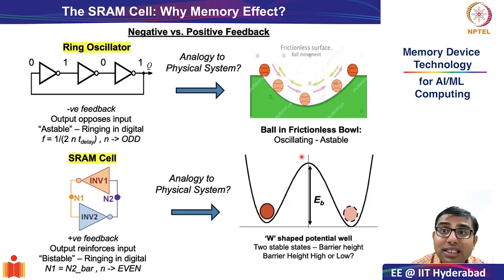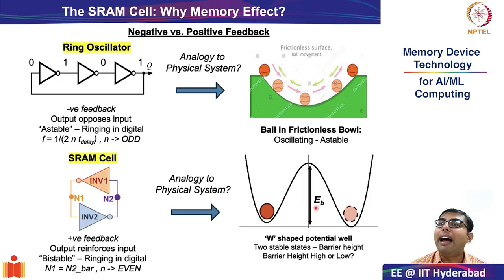Okay. With this, we have introduced the basic structure of the memory effect, the basic structure of the SRAM cell. Why is there this memory effect? In the following class, we will see in the actual SRAM cell how this memory effect is manifested. However, I want to leave you here with an important question which will help you in clarifying the concept.